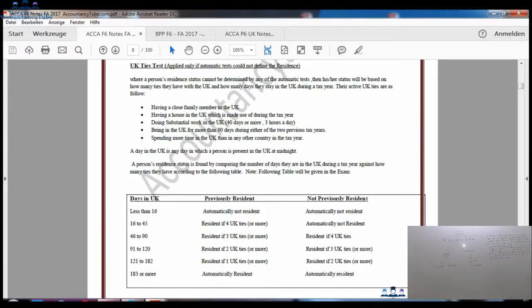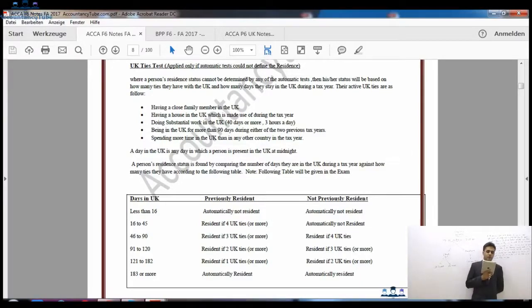Having a close family member in the UK. If you have a close family member like your wife or your kids, then that is considered one connection, one tie. The second tie is having a house in the UK which is made use of during the tax year. If you have a UK house and you have used that house, that is considered the second tie. Doing substantial work in the UK is also considered a UK tie. But what is substantial work? It is given in the brackets: 40 days or more, and you have spent at least 3 hours a day. That will be considered substantial work.